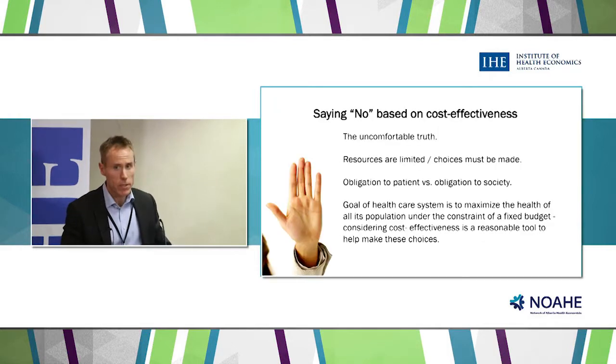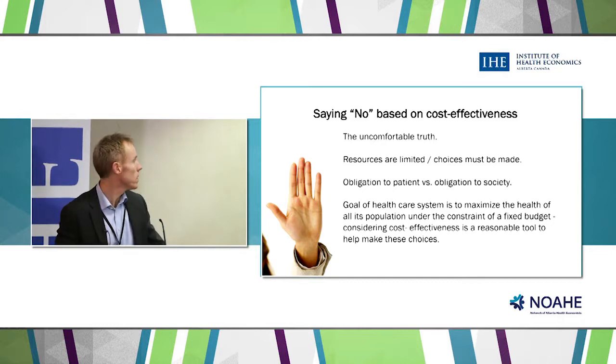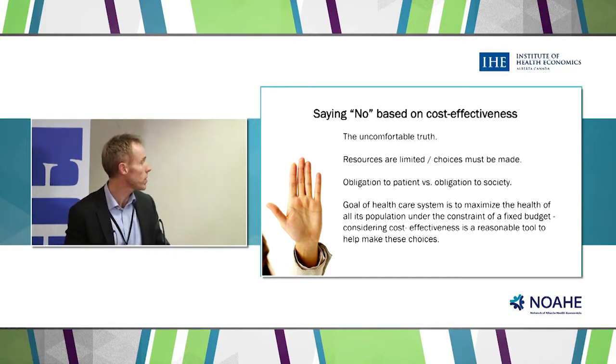So when you're trying to help physicians say no based on cost effectiveness, which does come up, and we want them to be good stewards of resources, we need to make sure that physicians remember that they have an obligation to the patient, but that they also have an obligation to society. And when resources are constrained, seeking to maximize health of the population is a reasonable thing to do.